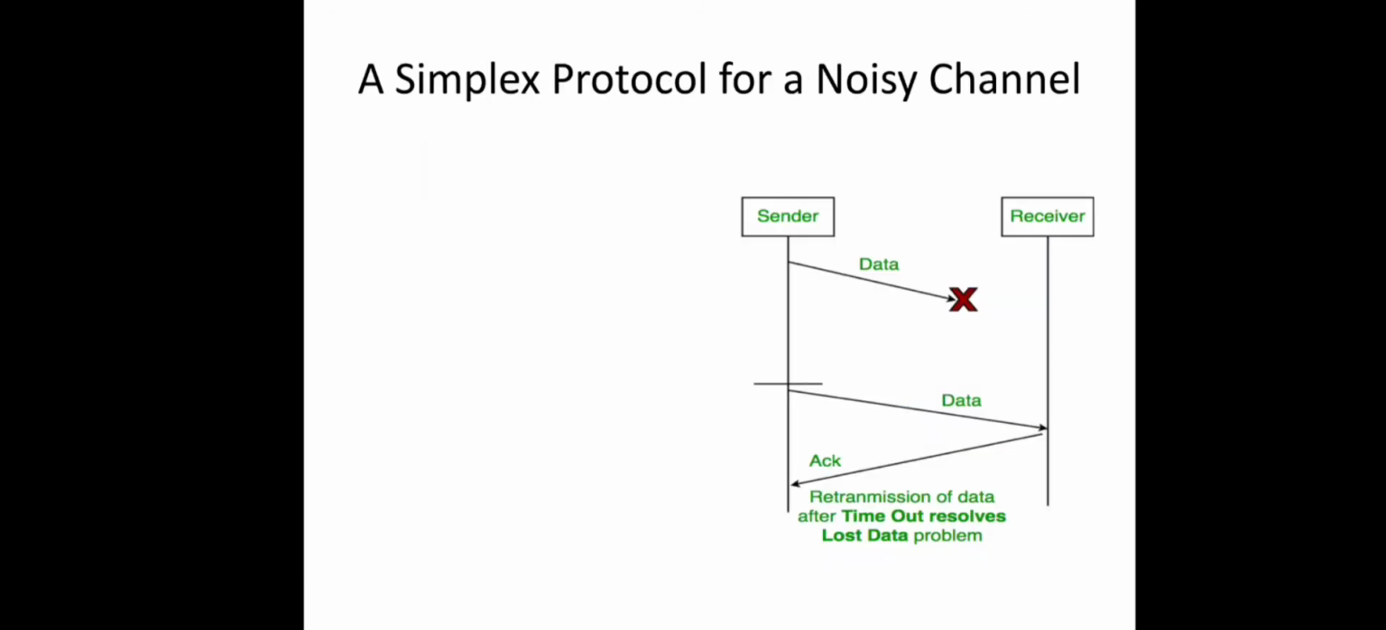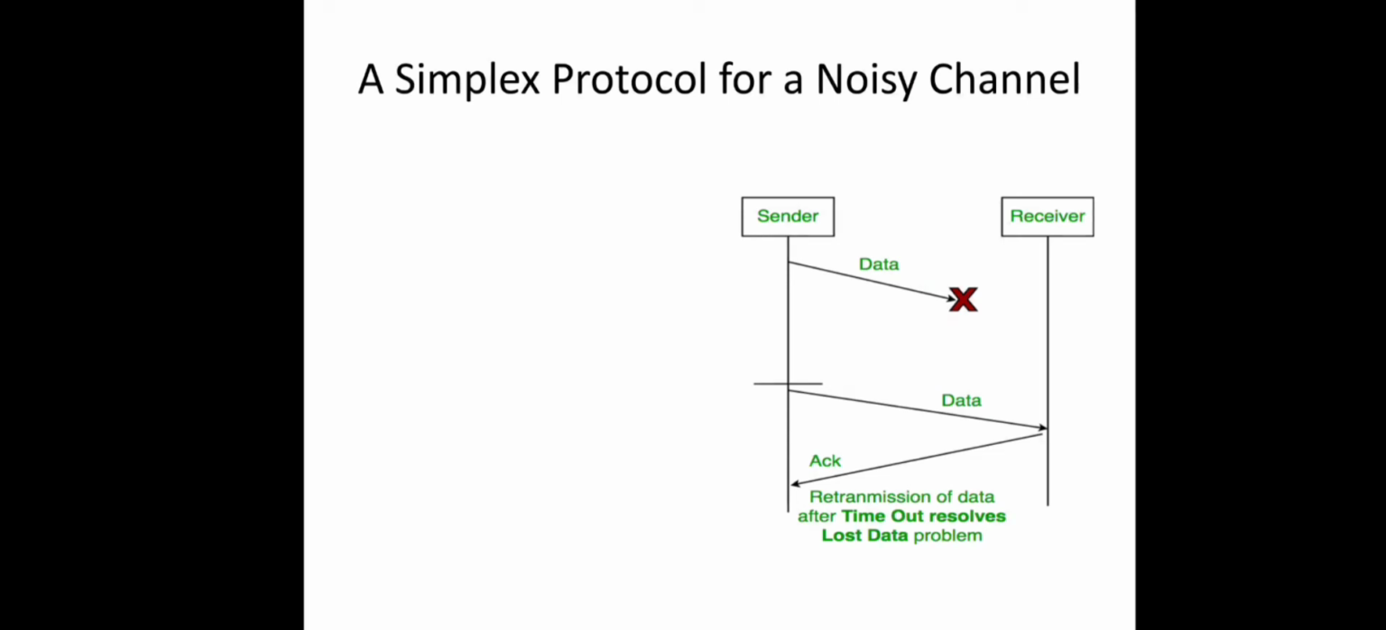Next, the third protocol. The third protocol is the simplex protocol for a noisy channel. In the second protocol, we assumed that the processing speed is limited and memory capacity is limited, but there is no error in the channel, right? And we are removing that restriction also in the third protocol. We assume that the channel is noisy.